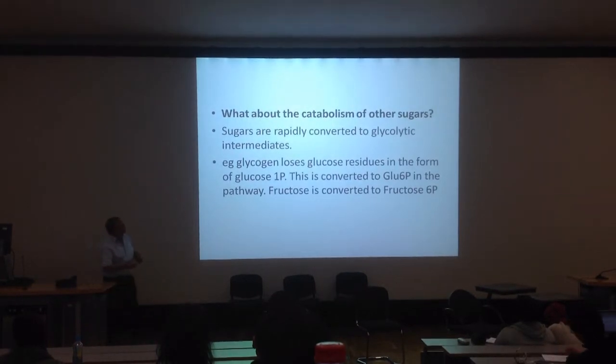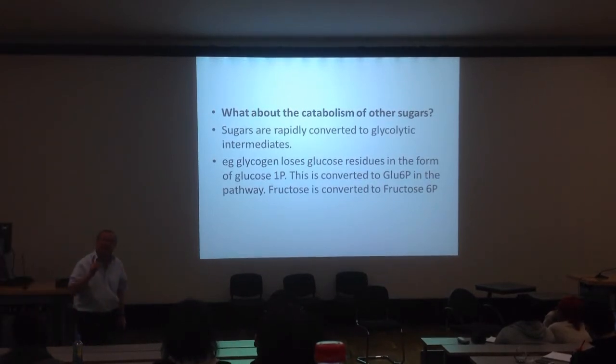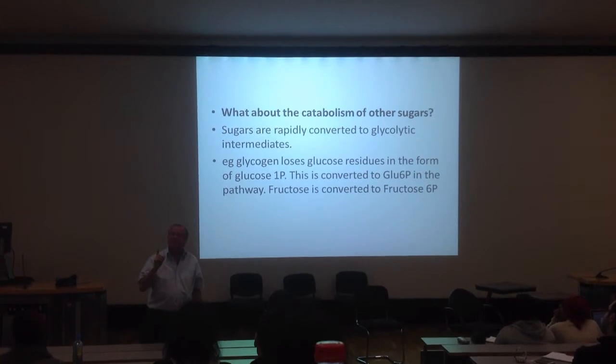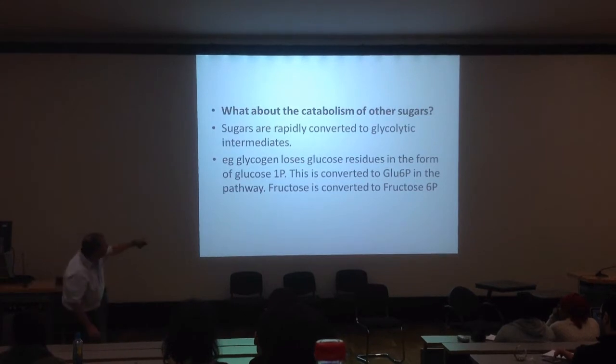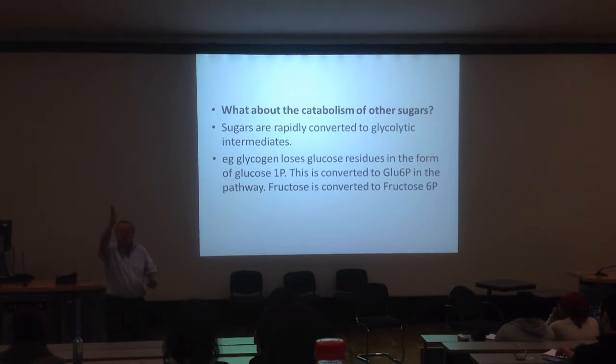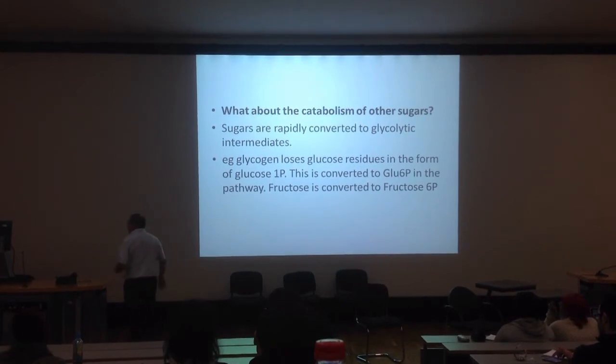What about other sugars? Other sugars are rapidly converted to glycolytic intermediates. For example, glycogen loses glucose in the form of glucose 1-phosphate. Is that in glycolysis? No, but it needs to be converted into a glycolytic intermediate, converted to glucose 6-phosphate. Fructose is converted to fructose 6-phosphate. So all the sugars, we saw that pathway was central to a cell. Other sugars feed in as quickly as they can into glycolytic intermediates.